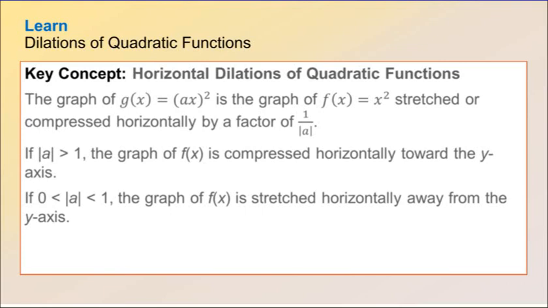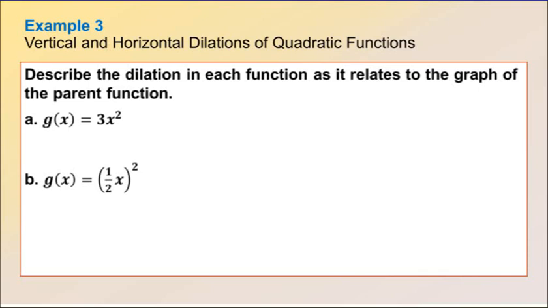When a is inside the parentheses, that means it's affecting the x-coordinates. When the absolute value of a is greater than 1, it's compressed horizontally. If the absolute value is between 0 and 1, it's stretched horizontally. So just remember, a stretch horizontally is like a compression vertically, and a compression horizontally is seen as a stretch vertically. So here, when a, this would be vertical.